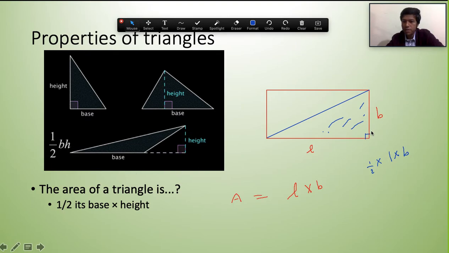This is the base, this is the height. So this is the area of the triangle. Now you can say, oh, the other half is here. That's true. This is one half, and this is the other half of the rectangle. So the rectangle is length into breadth, and the triangle is half into length into breadth, because this line divides the rectangle into two halves. That is the reason.